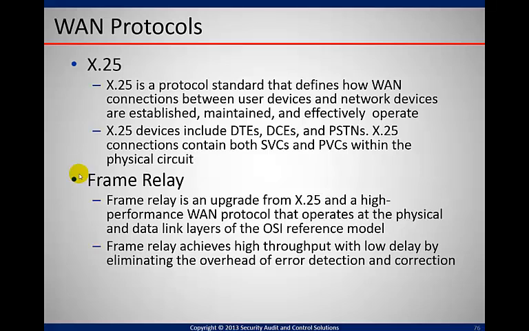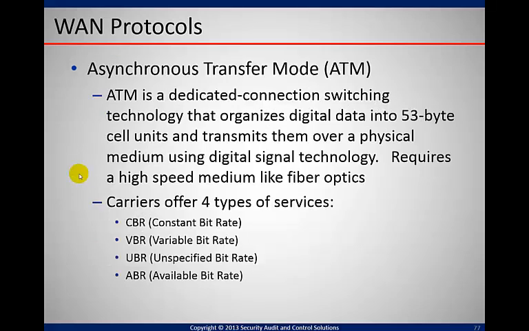Frame relay is an upgrade from X.25 and a high-performance WAN protocol that operates at the physical and data link layers of the OSI reference model. Frame relay achieves high throughput with low delay by eliminating the overhead of error correction and detection.